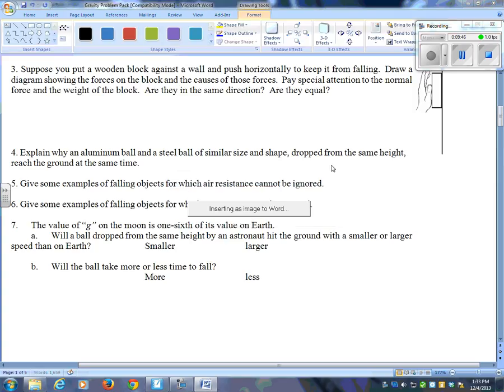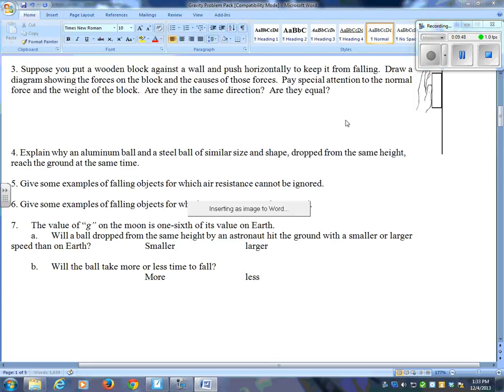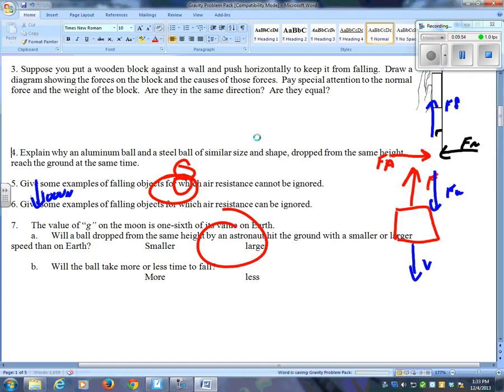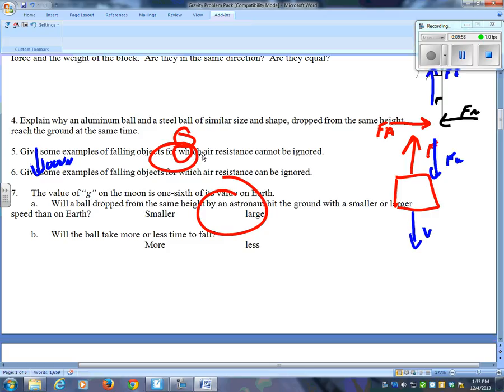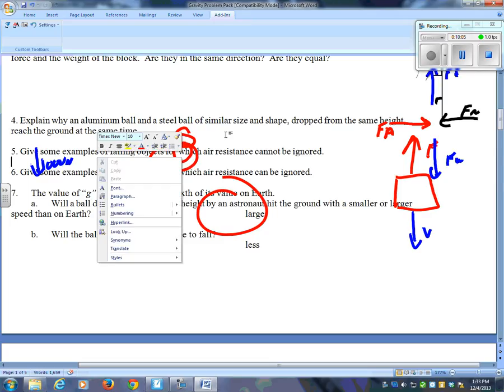Okay, not sure what's happening there. Give some examples of falling objects for which air resistance cannot be ignored. Oh, whoopsie. That was not good, is it? Just got to move some stuff out of the way. Okay, well, I'll have to work around. Oh, now I'm really in trouble. Escape.